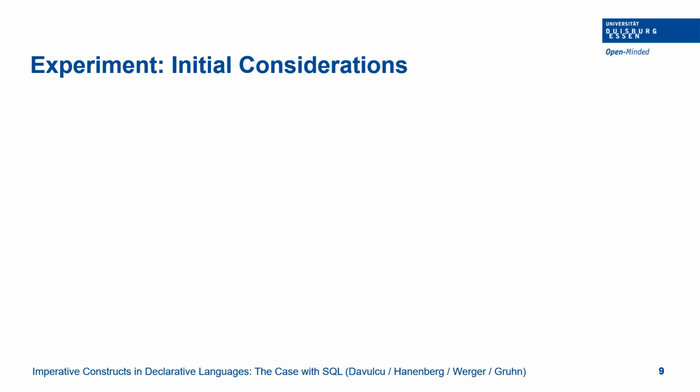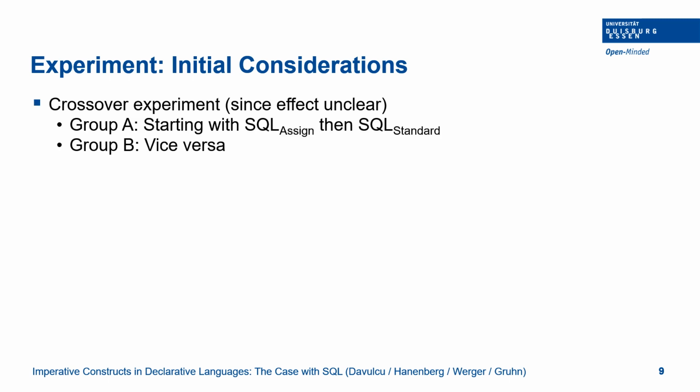And we first of all have to think about initial considerations for the experiment, because such initial considerations typically influence the design of the resulting experiment. So the first thing that we defined was that we want to have a crossover experiment. Crossover experiments are experiments where participants are tested under different treatments. In our case, it means each participant is tested under SQL Assign and SQL Standard. So there's one group where people start with SQL Assign and then do SQL Standard, and for the other group, it's just vice versa. Why did we do that? Well, we were not 100% sure whether the effect can be easily shown, and you typically run crossover experiments in such a situation where you're not 100% sure whether the effect will show up.